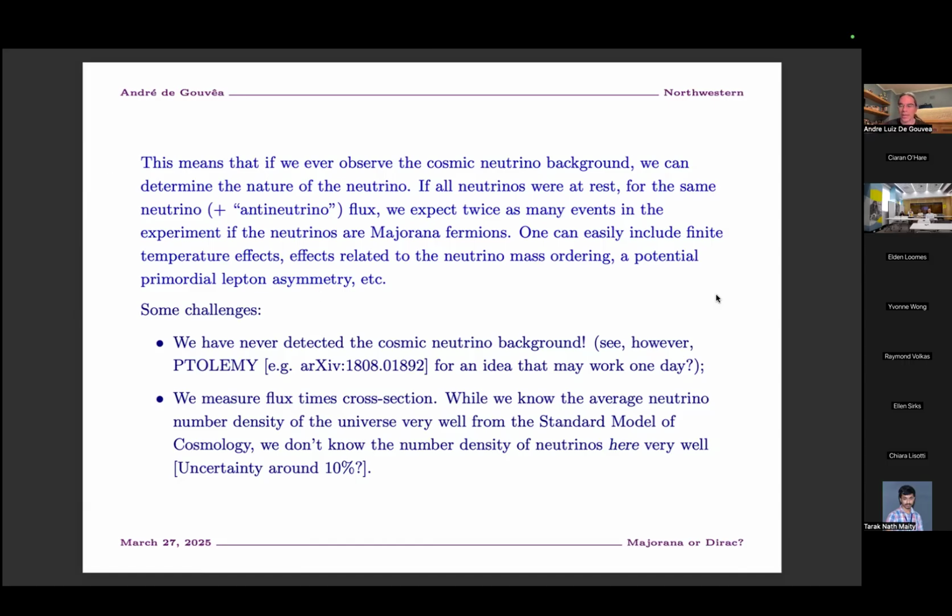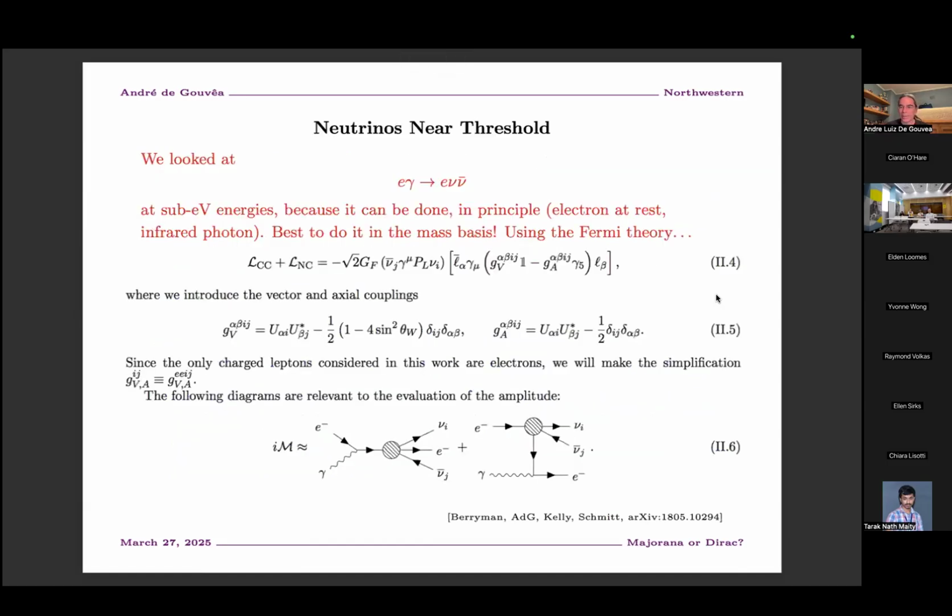Okay, so that's one well-known source of very, very low energy neutrinos. They're just out there, but we've never seen them before. So let's talk about something different, which is, why don't we do electron photon scattering at low energies? And in particular, what would happen if I looked for e gamma goes to e nu nu bar? That's a weak process. The Feynman diagrams are here.